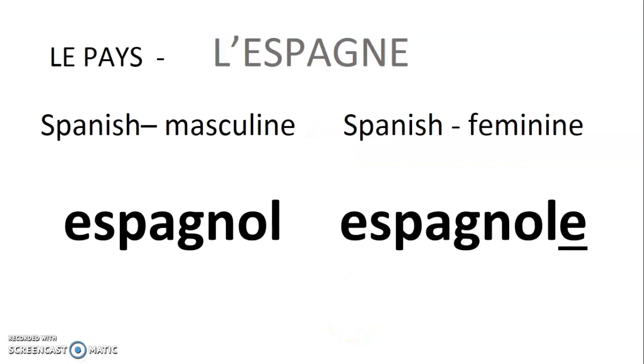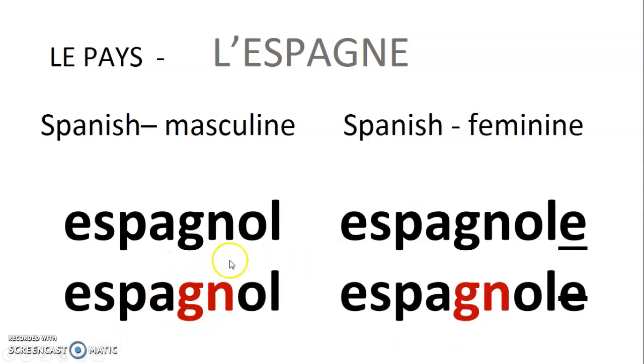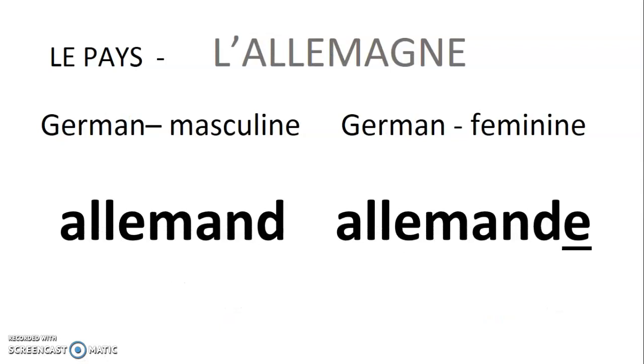In case of Spain, there is a smaller change. So for the country Spain, l'Espagne, Spanish is pronounced espagnol, and feminine form is espagnole. So we do add an extra E, but there is no big change in pronunciation. There is maybe just a sound, L is more pronounced, and you have espagnol, masculine, espagnole, like you have an E at the end. And another rule you can remember, the combination of letters G-N is read as N.